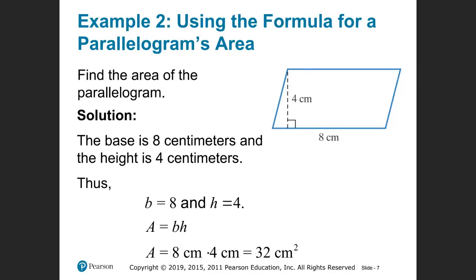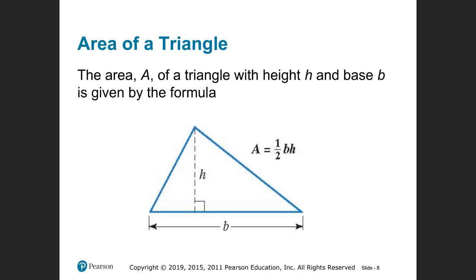Here's an example. We want to find the area of this parallelogram. We're given that the base is 8 centimeters, the height is 4 centimeters. So we put this into our formula and we find that the area is 32 square centimeters. Area is always a squared unit. Next, area of a triangle. The area of a triangle A with height h and base b is given by the formula A is equal to 1/2 b times h.